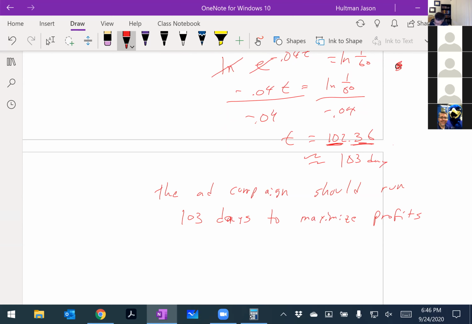But what you could actually do is calculate that. You could say, what was P of 102 and what's P of 103? Then you would just calculate it out and get the maximum value of those two. Because you can't just say I'm going to run the ad for 102.36. Maybe you could. Maybe you could say I'd only want to run it for 8 hours, so 102 days and 8 hours, because that's about a third of a day. After the first 8 hours of the day, cut the ad. But if you could only do it in whole days, then you'd want to plug it into your original function and calculate that out.